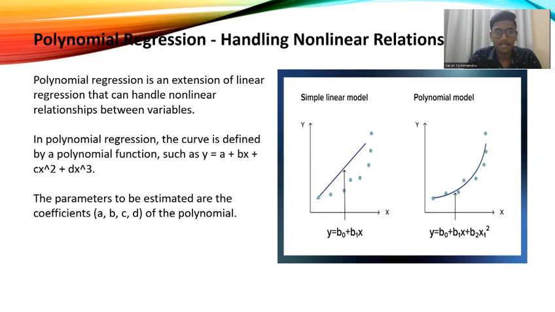Polynomial regression, handling nonlinear relationships. Polynomial regression is an extension of linear regression that can handle nonlinear relationships between variables. In polynomial regression, the curve is defined by a polynomial function such as y = a + bx + cx² + dx³. The parameters to be estimated are the coefficients a, b, c, d of the polynomial.